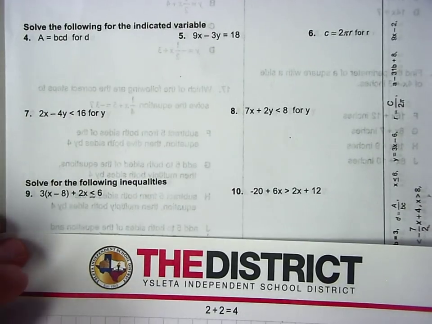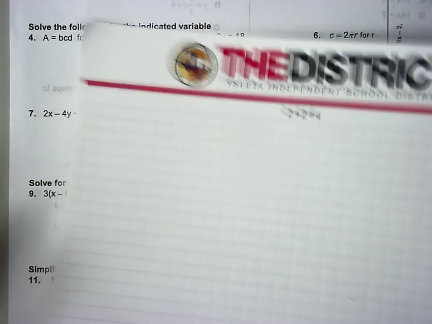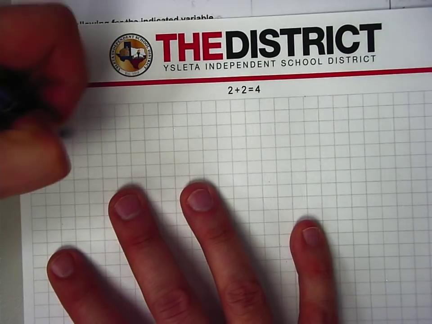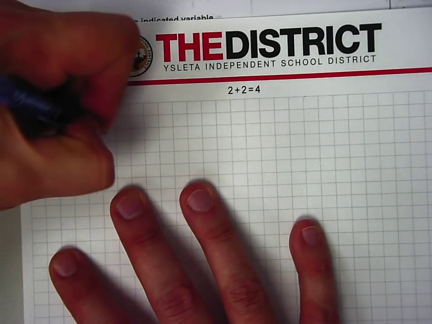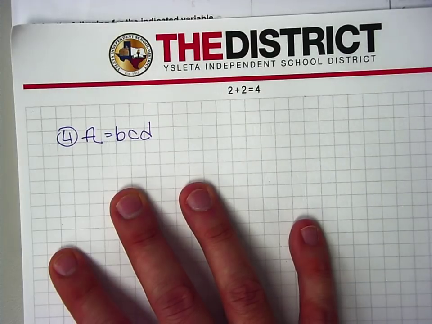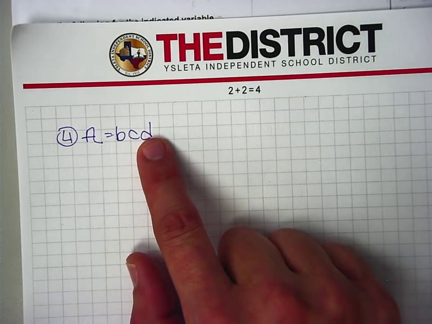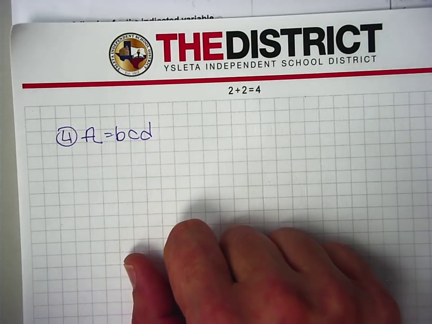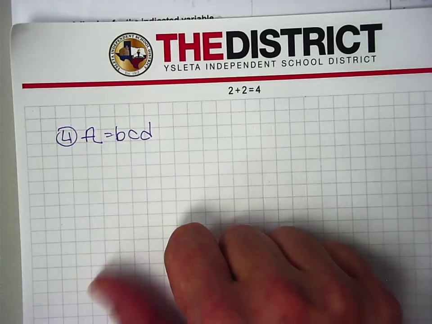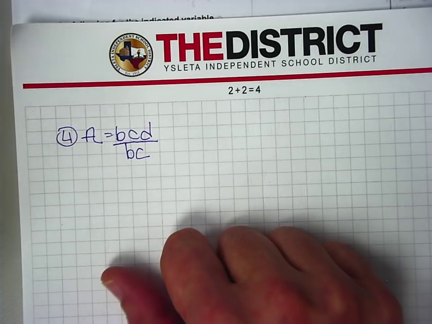So I'm going to start with number 4. A equals BCD for D. So that is just a basic equation. A equals BC times D. All right, so basically all I have to ask myself is, what variable do I want? I want this variable D. What is happening to it? It's being multiplied by B and by C. So what is the inverse, or what undoes multiplying by B and C? Well, that would be to divide by B and C.